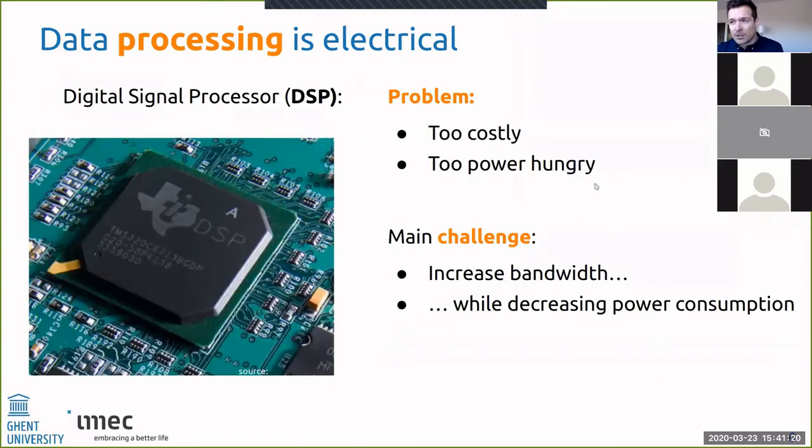So most of the data is transmitted optically, but the data processing is still mostly done electronically. And this processing is basically done by high-speed coherent digital signal processors, which translate the optical signals into electrical signals. And then they remove noise and process the signals electronically. So the problem is now that these DSPs are quite expensive and power hungry. So the main challenge is, can we find an alternative for these DSPs? Ideally faster and with less power consumption.